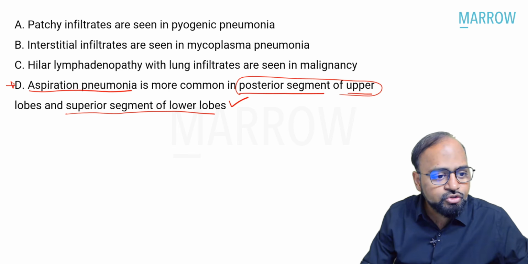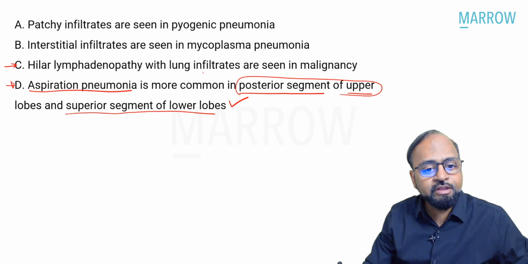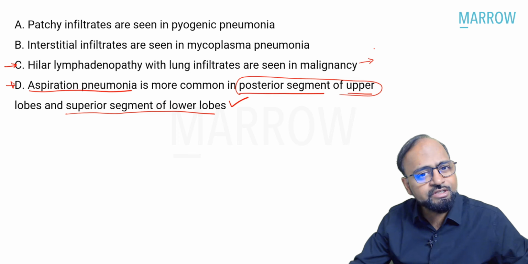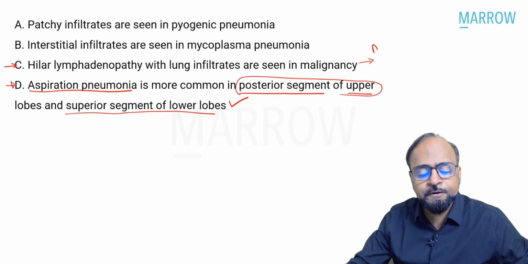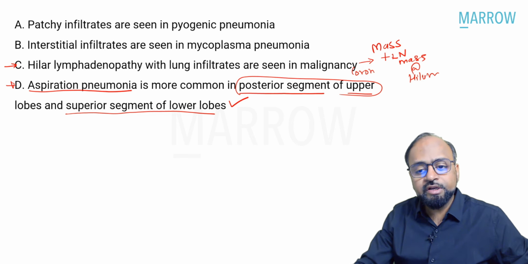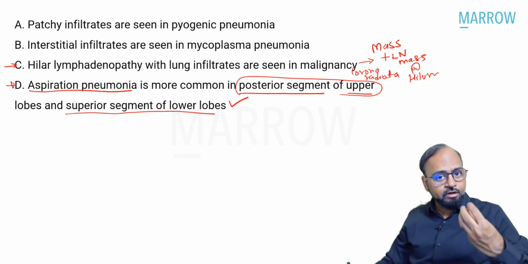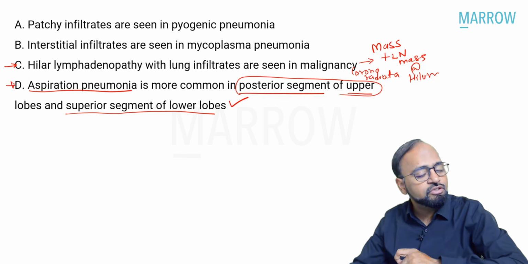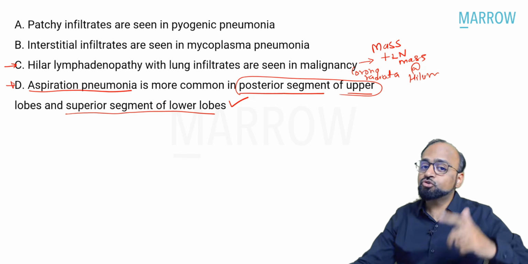Hilar, let us look at the next option. Hilar lymphadenopathy with lung infiltrates are seen in malignancy. Well, malignancy on chest X-ray presents with very non-specific findings. Most common finding is that of a mass within the lungs with a lymph nodal mass, right, at the hilum. It could present with a corona radiata kind of an appearance, alongside the margins of the mass where the mass is infiltrating into the lungs. If the phrenic nerve gets involved, right, at the hilum, the ipsilateral hemidiaphragm is usually elevated.